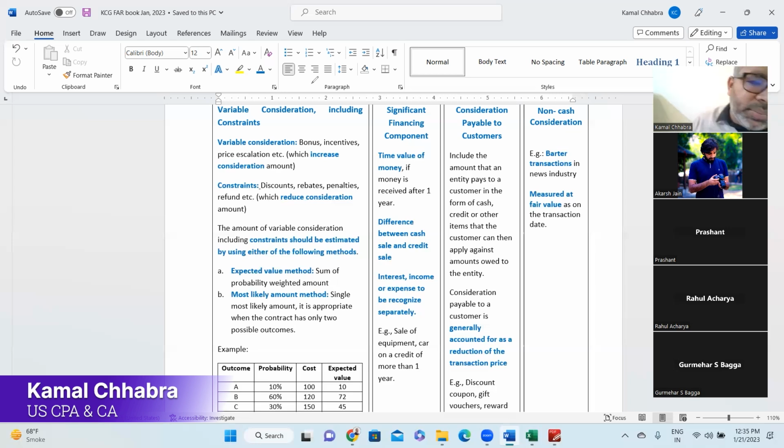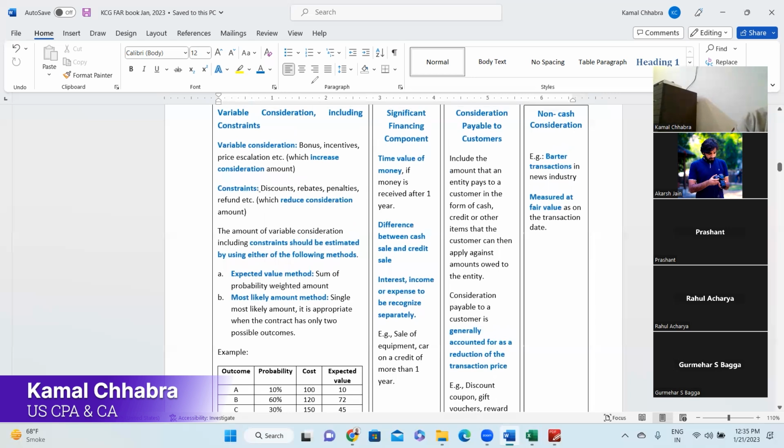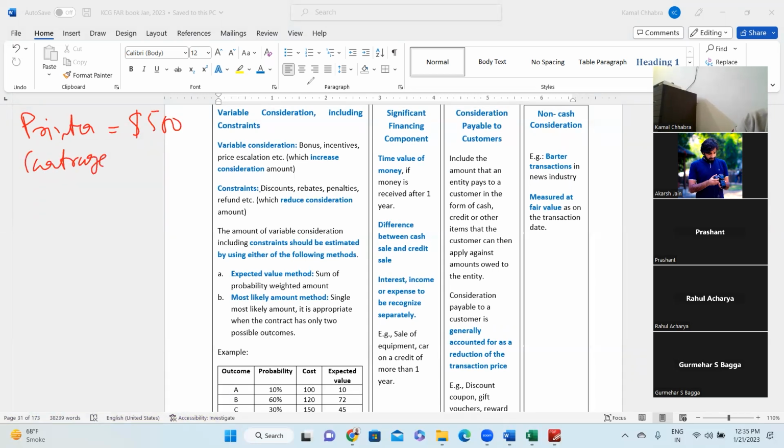So let me draw the same example. So printer, once again, is let's assume $500. Cartridge, let's assume $30 each, right? And you got 50% on cartridge. Right? That means you can purchase this at $15.